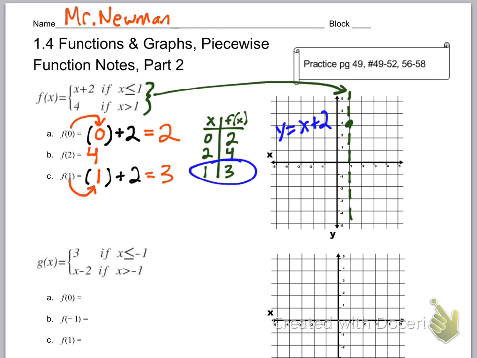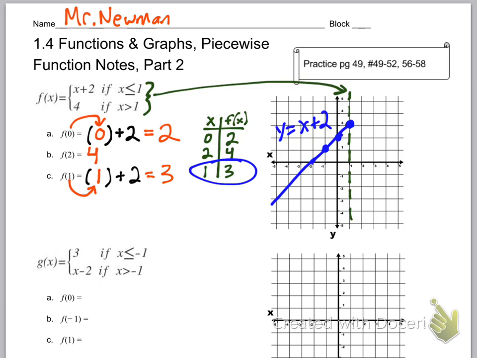Now that has a y-intercept of 2 and a slope of 1, so it's going to look something like this. Let me go ahead and draw the line, and it's very important that we make that dot right there, (1, 3), a filled-in dot because of the x is less than or equal to, okay?